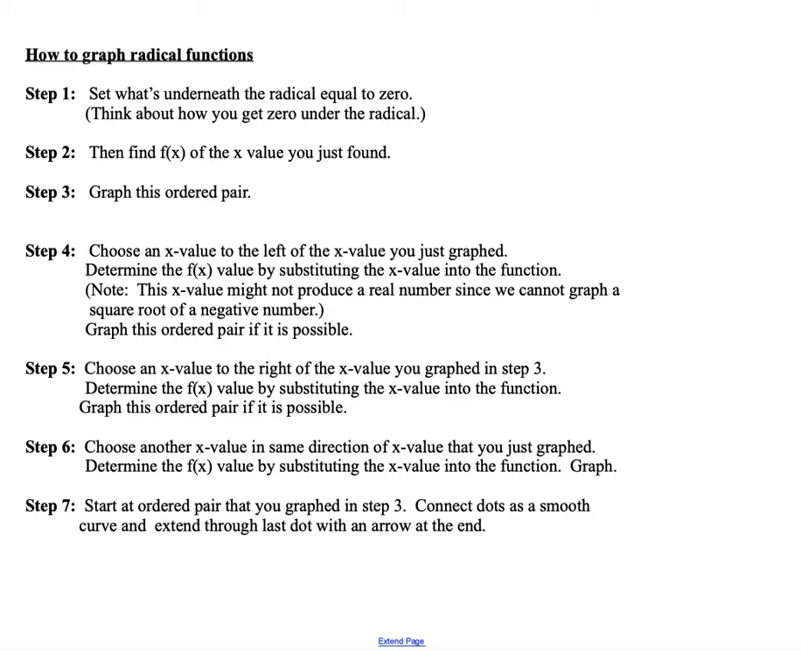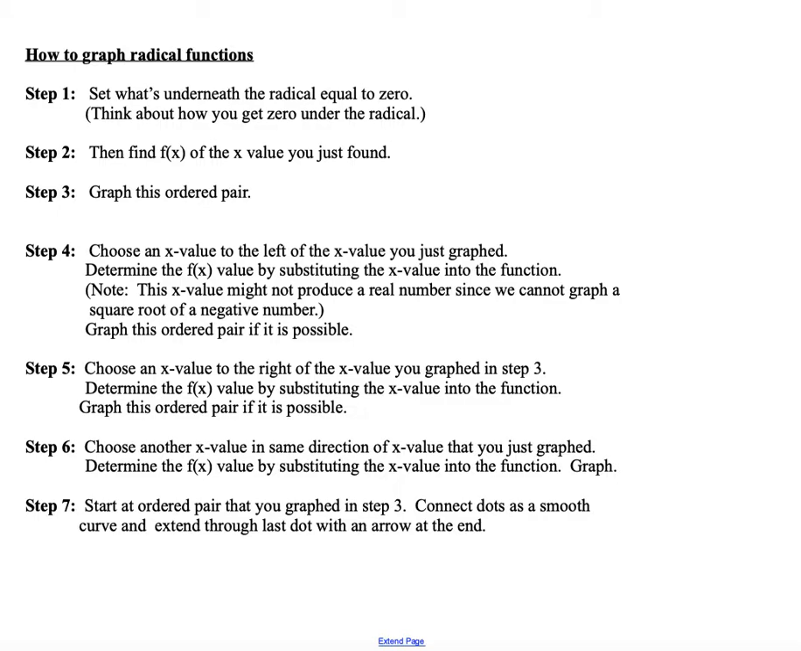So I put down some steps here to help you through this. Step 1, set what's underneath the radical equal to 0, and then think about how you get 0 underneath the radical, or just solve for x. Step 2, then find f of x of the x value you just found, and then graph that ordered pair. Then you want to choose an x value to the left of the x value you just graphed. Determine the f of x value by substituting the x into the function.